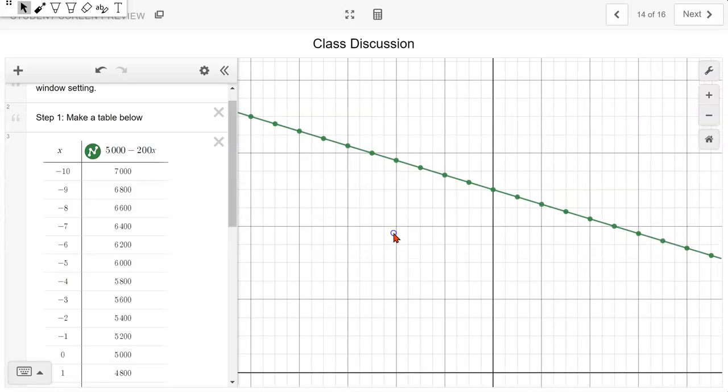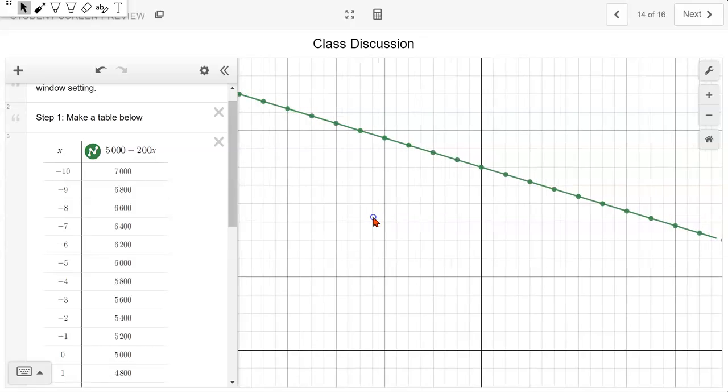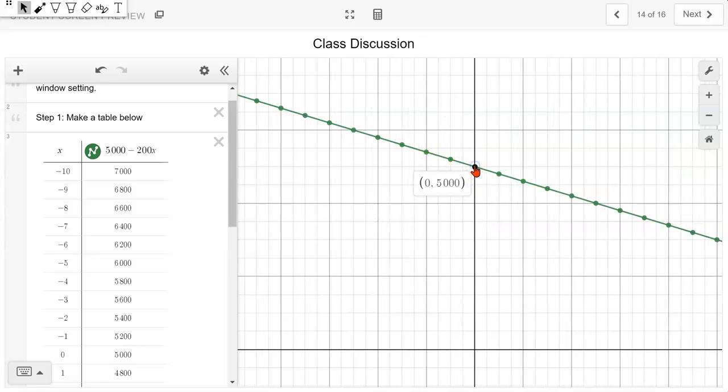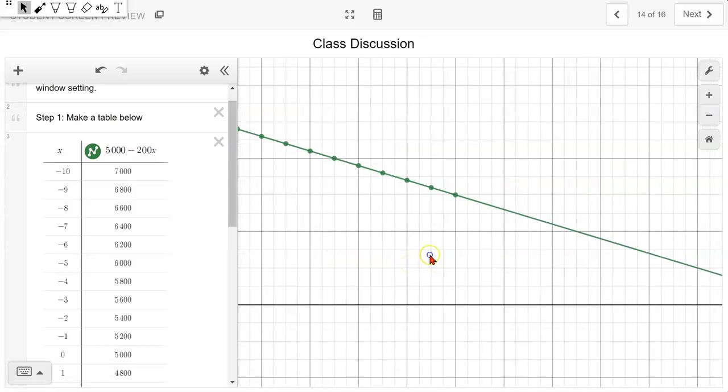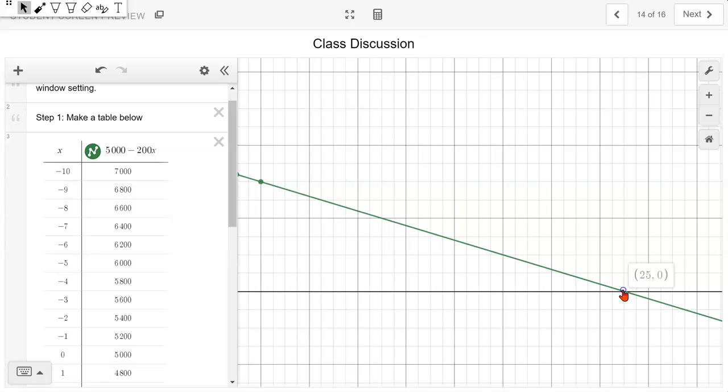So again, like what I said, you can move this. So this is our y-axis. The point on the y-axis, that is the y-intercept. So (0, 5,000) is the y-intercept. Now what's going to be our x-intercept? And don't forget, the x-intercept is the point on the x-axis. So if you want, you can move it here and click on the point on the x-axis, which is (25, 0). Okay, so don't forget those two.